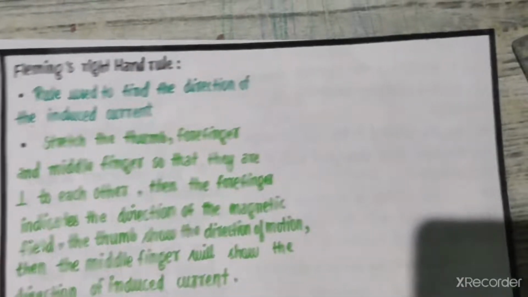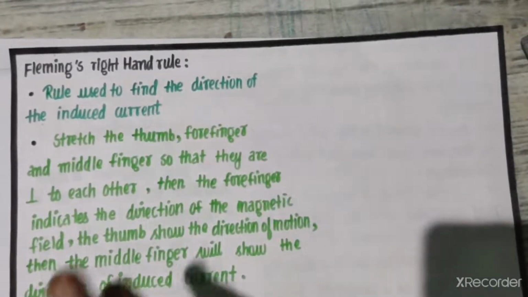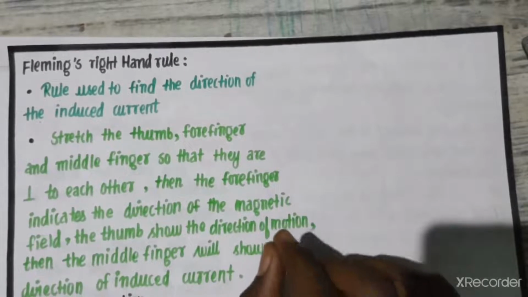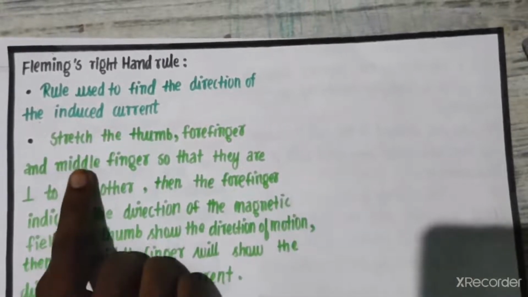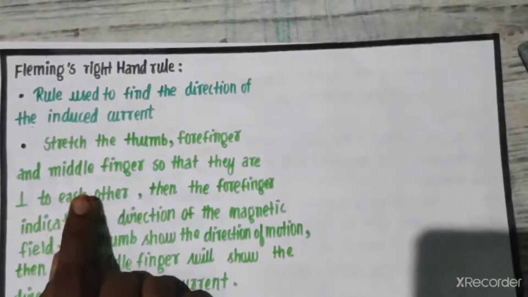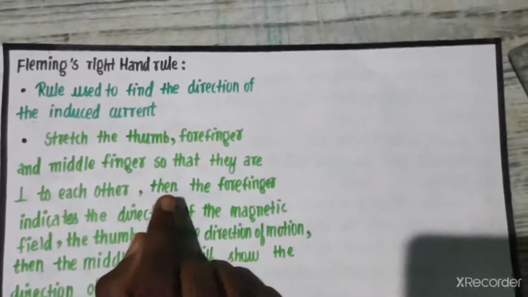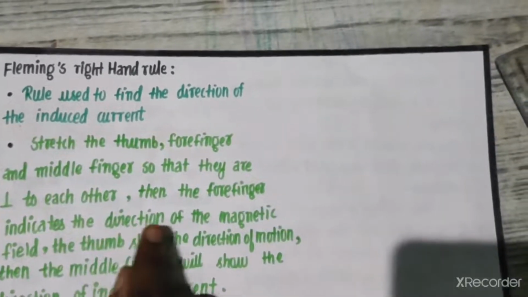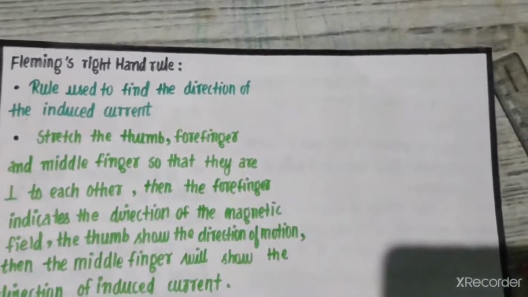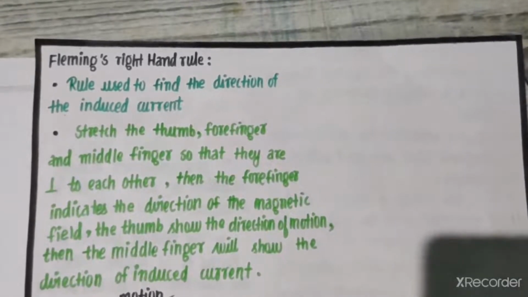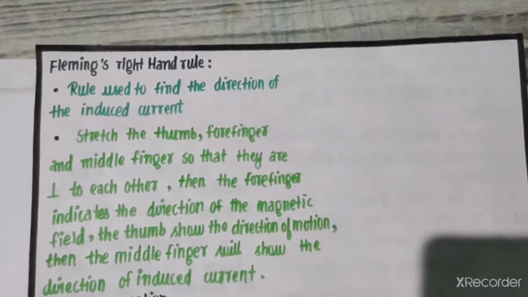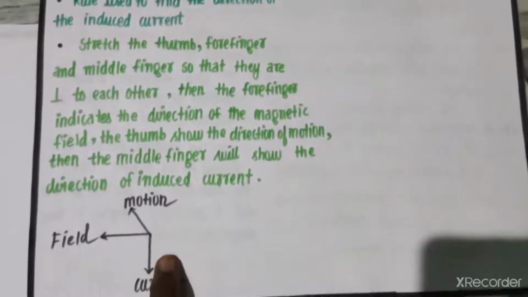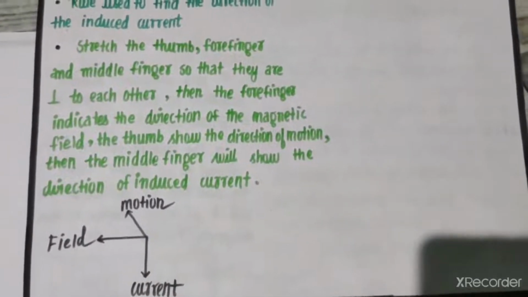So this is the rule used to find the direction of induced current in case of electromagnetic induction. Here you have to stretch the thumb, forefinger and middle finger so that they are mutually perpendicular to each other. Then the forefinger will indicate the direction of magnetic field, the thumb will show the direction of motion, and the middle finger will show the direction of induced current. And you have to draw this diagram. Very simple, right?